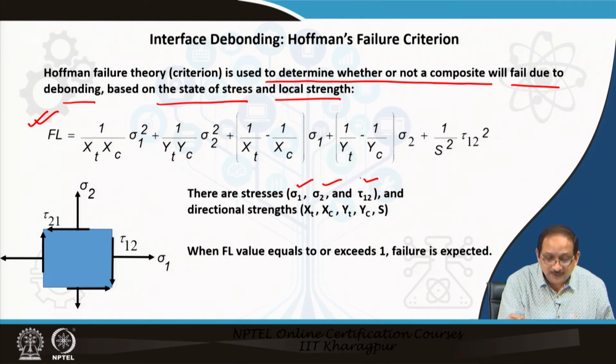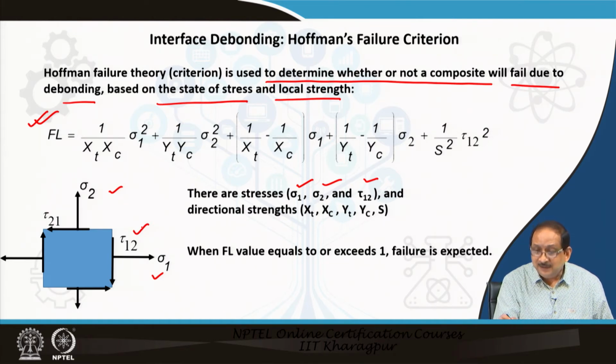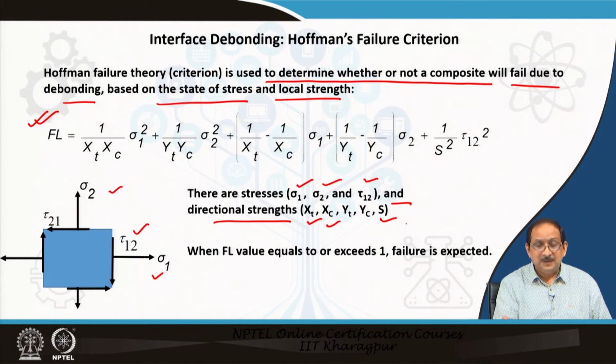and this criterion actually combines the stresses sigma 1, sigma 2 and tau 1,2 as indicated here in the slide, and the directional strengths in tension, compression, and shear. So, here we have directional strengths in the x and y directions, and S is the shear strength. Now, if we put the values in this failure criterion, a value of FL can be calculated. If the FL value equals or exceeds 1, failure is expected.